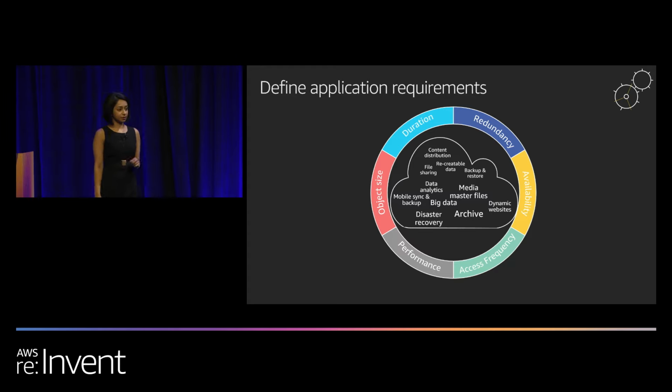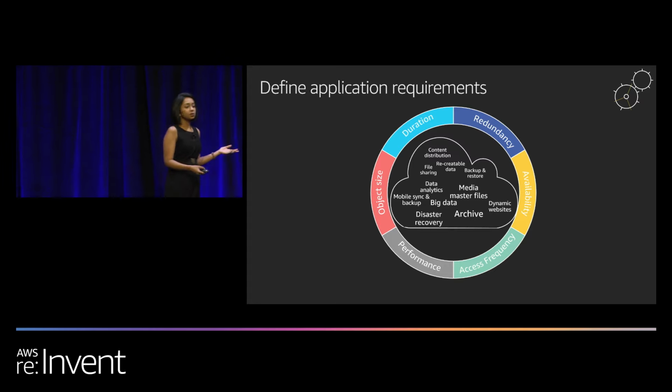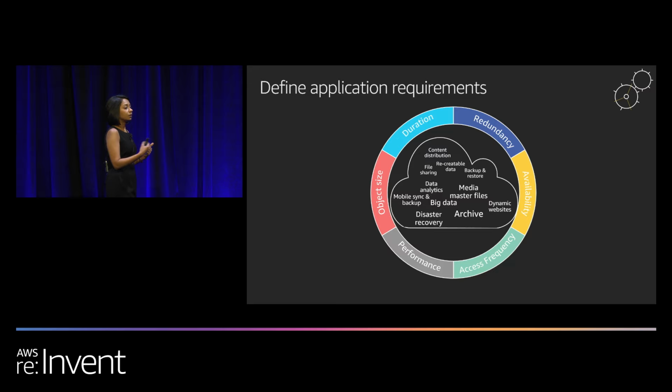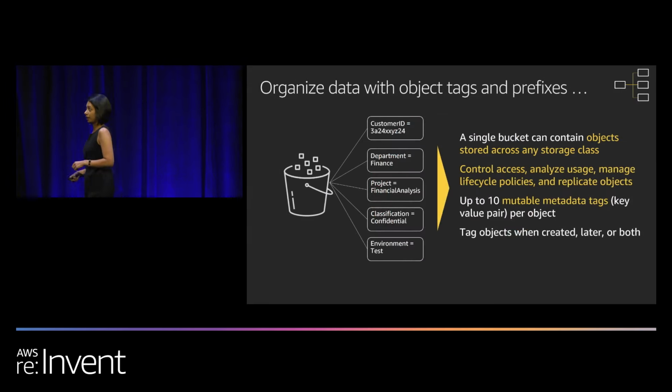What is the redundancy you're looking for? What kind of availability suits your application? What kind of performance? Do you want millisecond latency, or do you want minutes or hours? What kind of size of objects are you storing? And how long are you storing that data for? Once you've figured all of that out, you want to organize it in the right way.